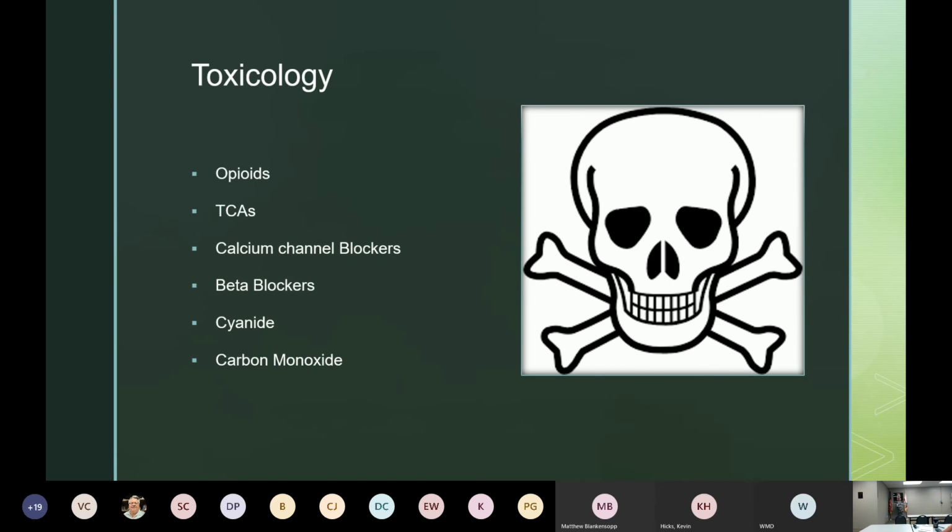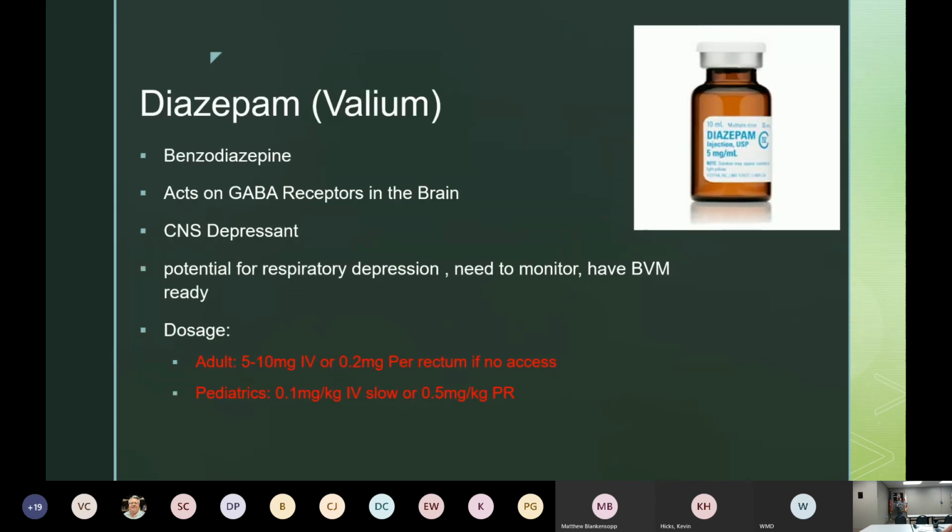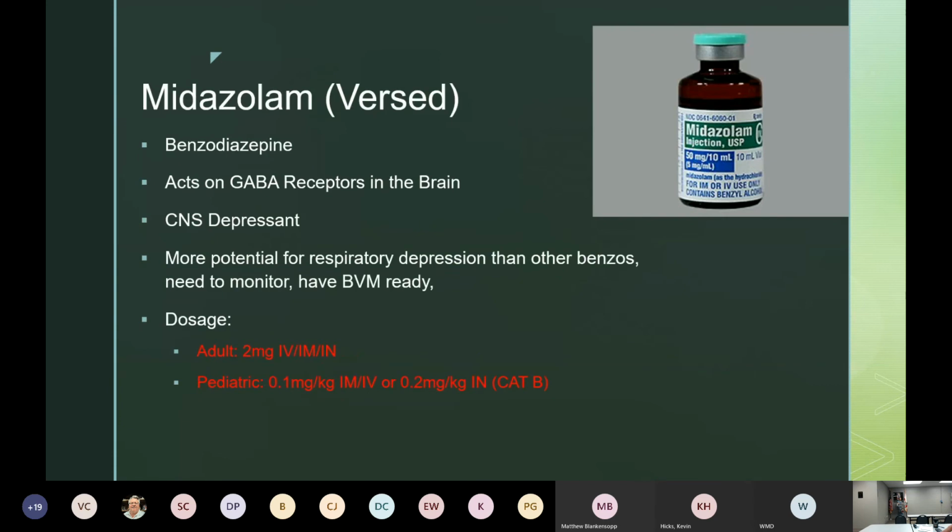That's all I had for seizures. Any specific questions on seizures? Will midazolam absorb through the rectal route for adults? I'm not sure. I didn't see that indication. Do you know? Versed for rectal?